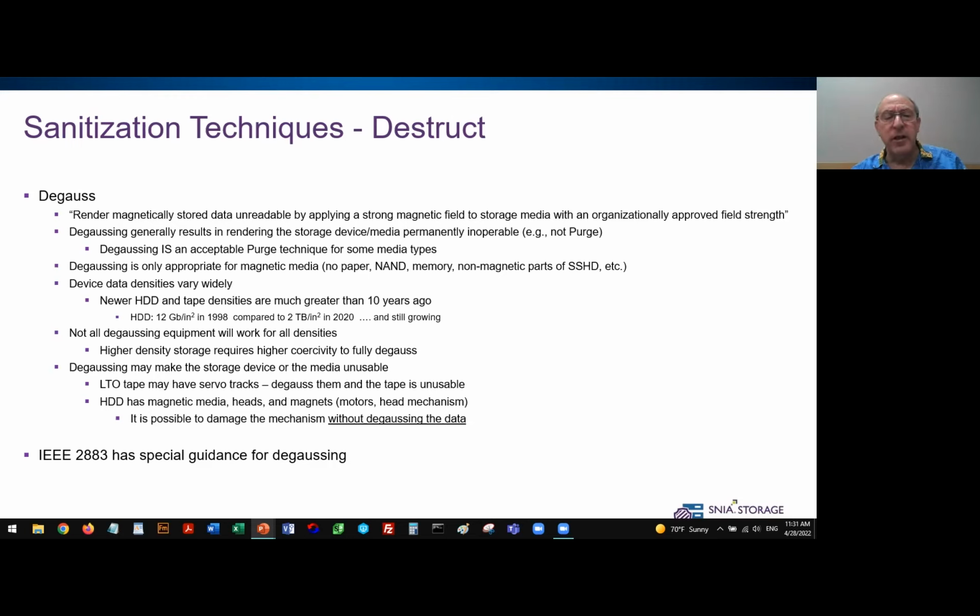So we give guidance on that. In addition, some tape devices have servo tracks on them. And so while you might be able to degauss audio tape or videotape, degaussing LTO tape will render those unusable. And just because you degauss a hard drive might mean you've just impaired the motors or the head mechanisms, which are magnetic, but you may not have degaussed the data. So proceed with caution.